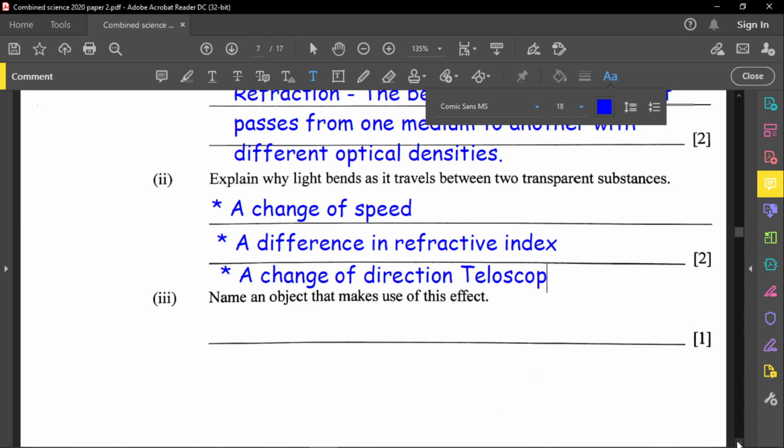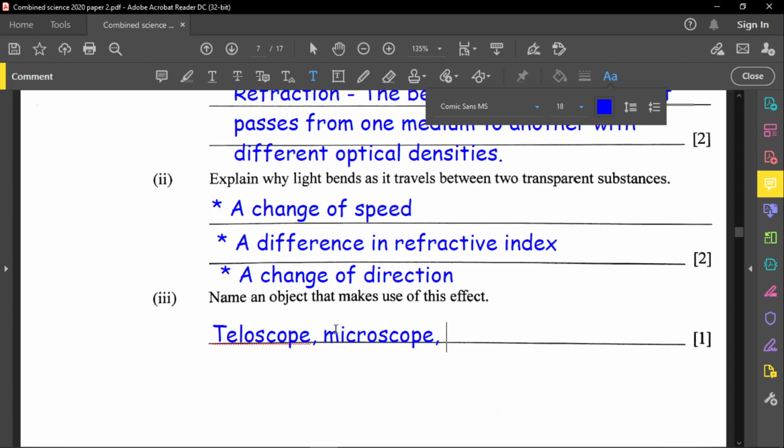Oh, I'm putting this in the wrong place. Let's go down to the bottom right here. So telescope could be one. Microscope could also be one as well. All right, so telescope, microscope. And what we can also have, we could have a binocular as well.